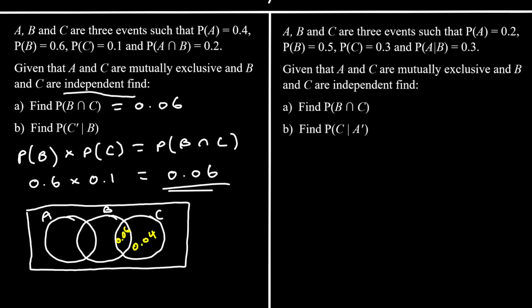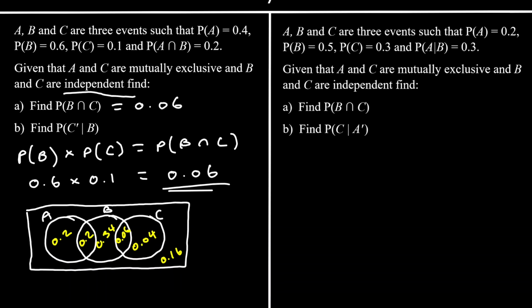We don't know the intersection between A and B. We do, it's 0.2. So we know the rest of A is 0.2. And we've got 0.26 in B so far. We need another 0.34. The whole B circle is 0.6, so 0.6, 0.8, 0.84, 0.16 on the outside. Okay, so we've got all the information.